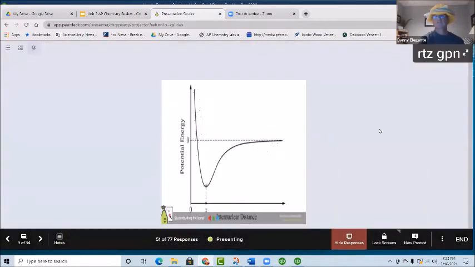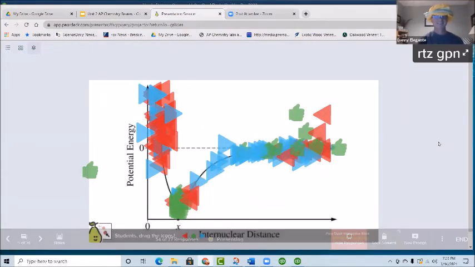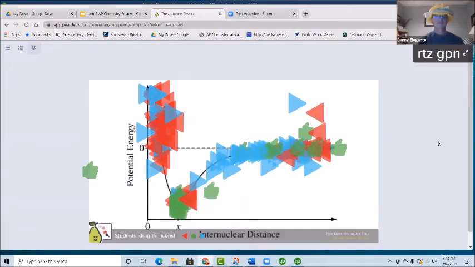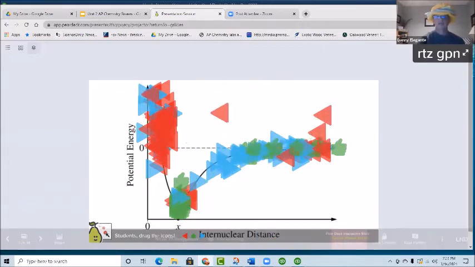All right, let's see what y'all's answers are. Woo! Whenever there's 74 people on here, it gets a lot harder to see these. It looks like some weird painting, right? So y'all are by and large pretty good.